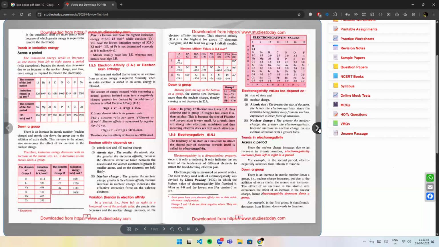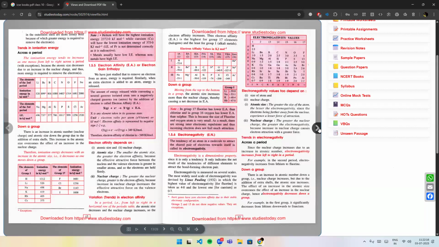Electron affinity depends on atomic size and nuclear charge. Atomic size. The smaller the atomic size, the greater the electron affinity, because the effective attractive force between the nucleus and the valence electrons is greater in smaller atoms, and so the electrons are held firmly. Nuclear charge.